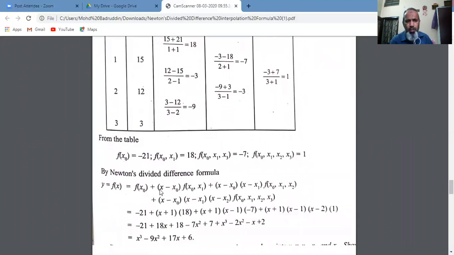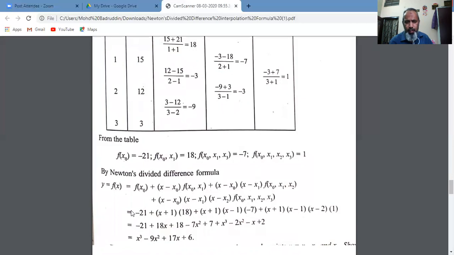Newton's divided difference formula is y is equal to f of x is equal to f of x0 plus (x minus x0) times the first divided difference f of x0 x1, plus (x minus x0)(x minus x1) times the second divided difference, plus (x minus x0)(x minus x1)(x minus x2) times the third divided difference. We have values up to the third divided difference, and after that we do not have values. So we use Newton's formula up to the third divided difference.